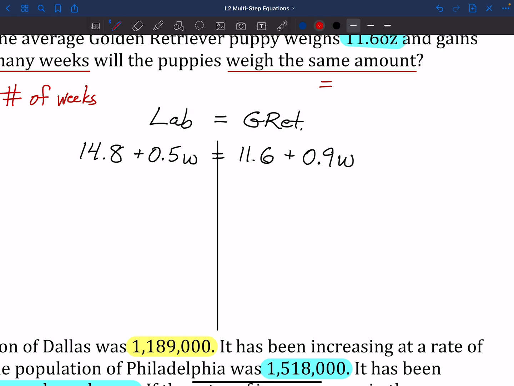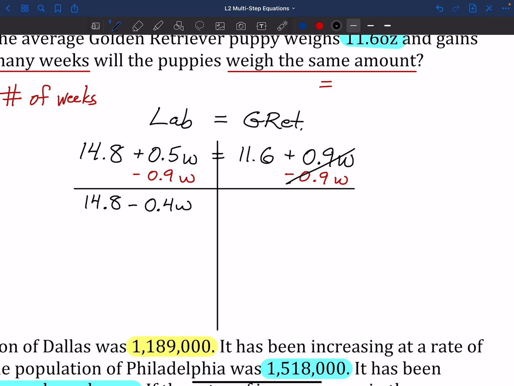So I need all my W's on the same side. So in this case, let's move this 0.9W away to be over with the 0.5W, right? And again, I'm subtracting it there so that I can cancel it out from the right side, right? Because over here, what we had was positive 0.9W. All right, so now this is 14.8 minus 0.4W equals 11.6.